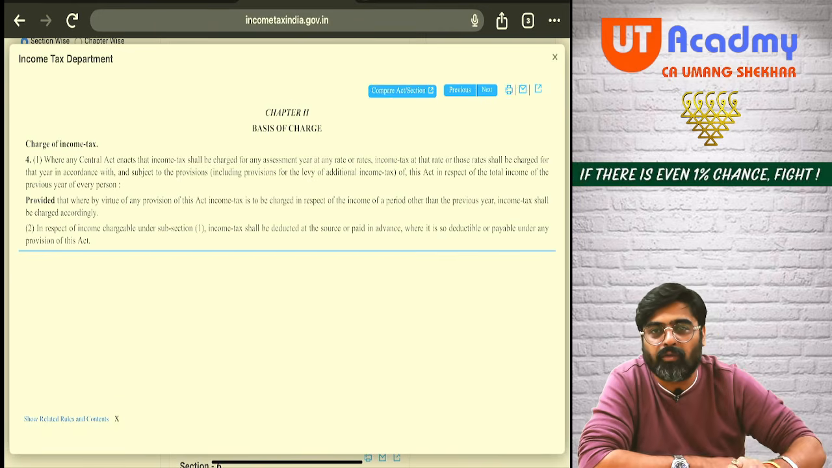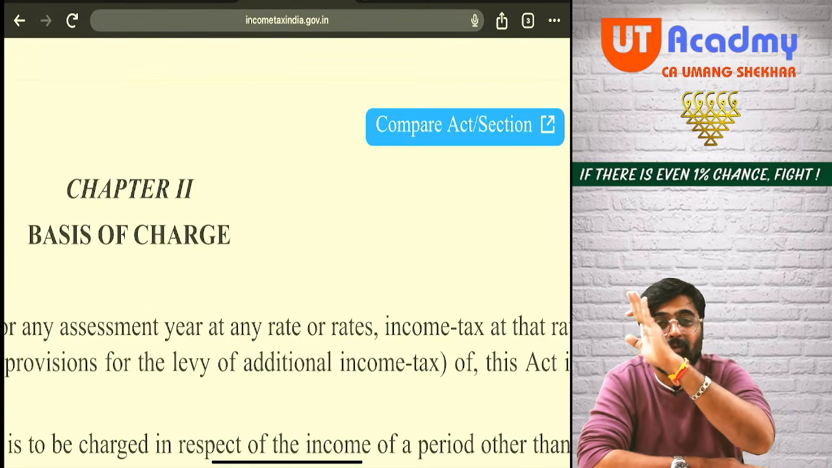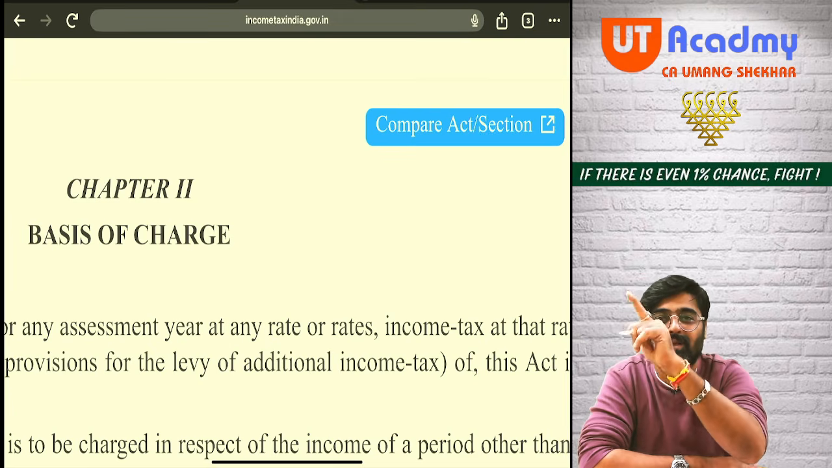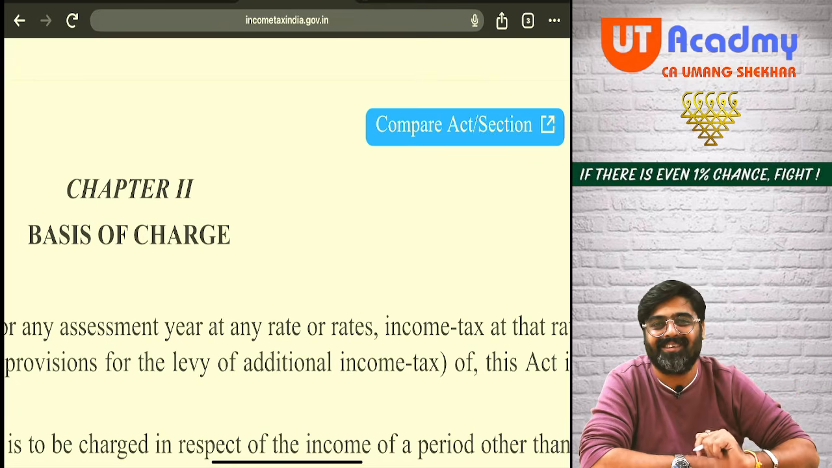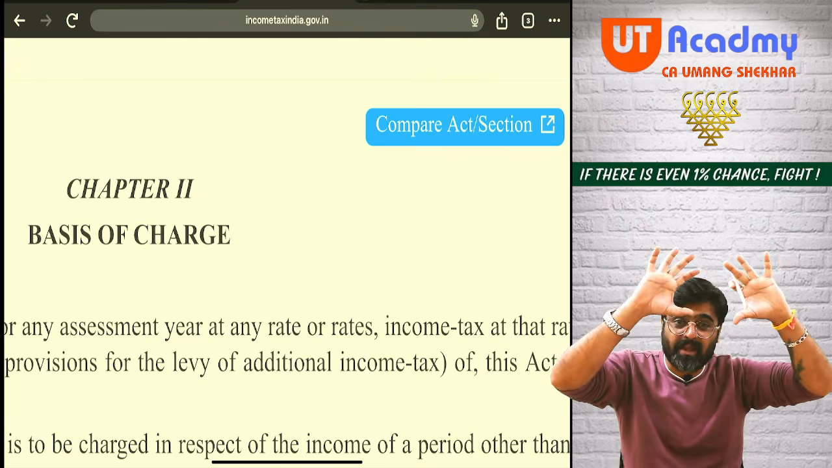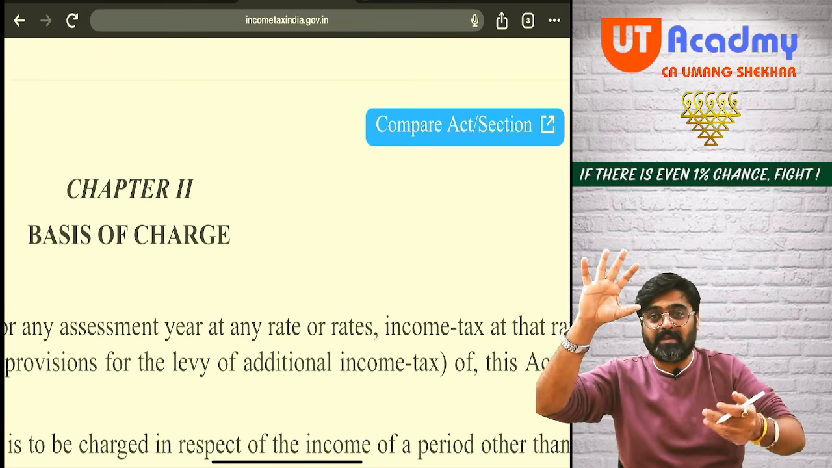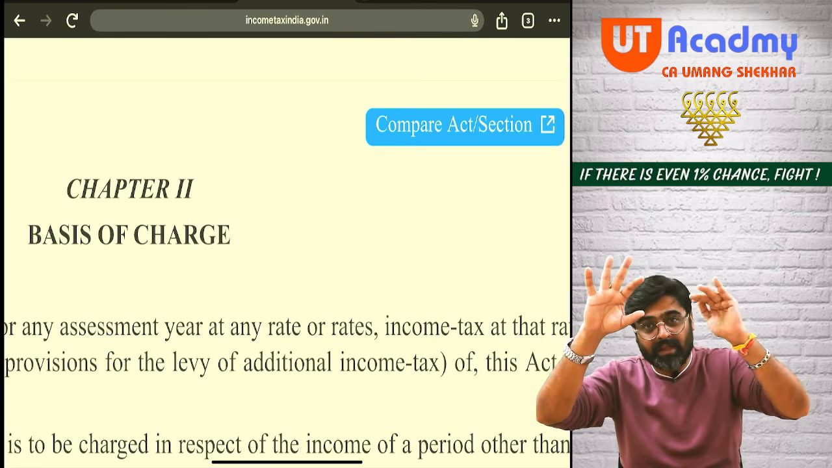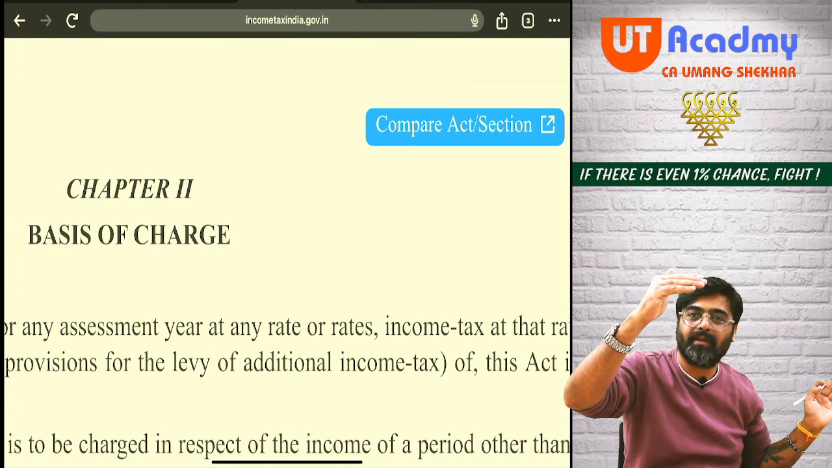see section number 4, chapter 2 starts. Chapter 1 is section 1, 2, 3, and chapter 2 is basis of charge. The name of this chapter is basis of charge: what will be charged under this law, how that will be charged, when that will be charged. Everything is given from section number 4 onwards. Getting my point?